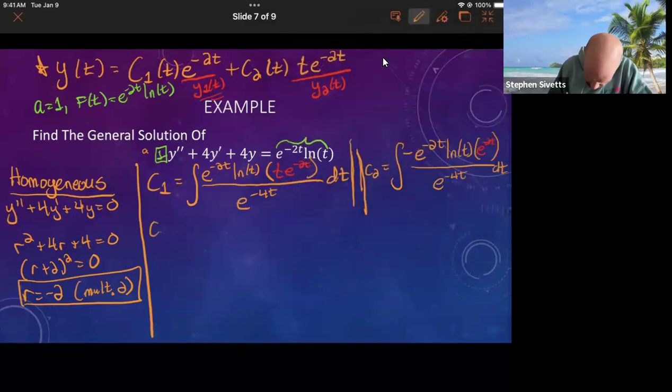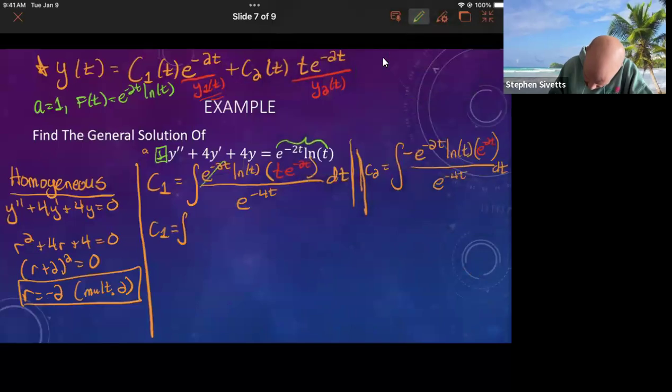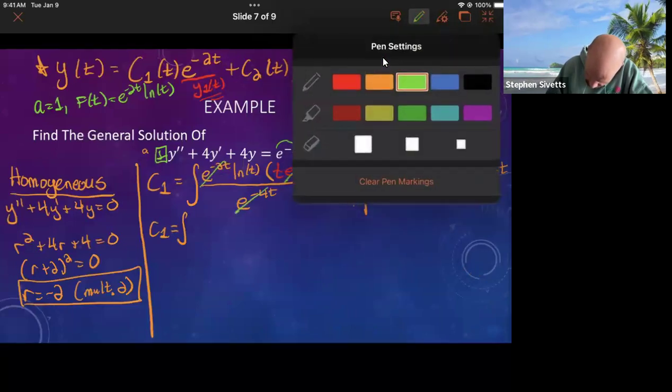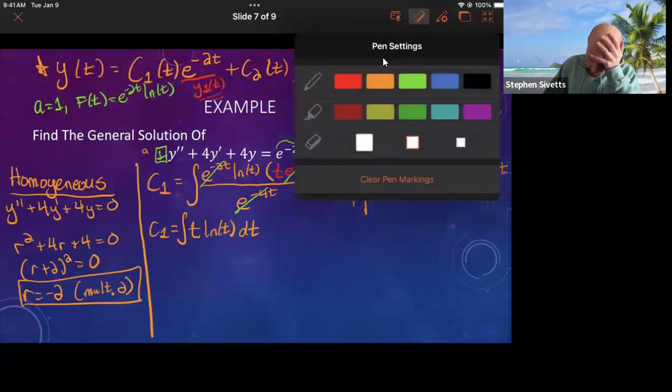Okay, so C1 would equal the integral of, so we'll have e to the minus 4t divided by e to the minus 4t. So these quantities will cancel, and we'll get t times ln of t dt. Okay, and so for C1, we're going to do integration by parts to solve the integral here.